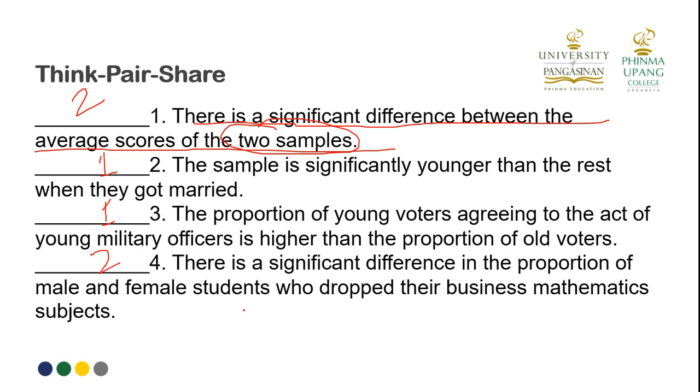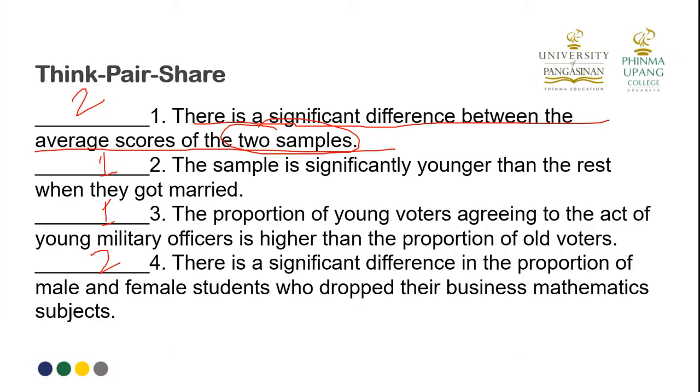Tingnan niyo yung ano. Di ba? Sabi niya, tingnan niyo yung pagkakaano niya. There's a significant, di ba? So, two-tailed yan. There's a significant again, two-tailed. And then one-tailed naman, the sample is significantly younger than the rest when they got married. So, ano yung bang tinutukoy niya na? The proportion, di isa lang yan. The proportion of young voters agreeing to the act of young military officers is higher than the proportion of old voters. Anong connect no, di ba? Act of young military, then the proportion of old voters.